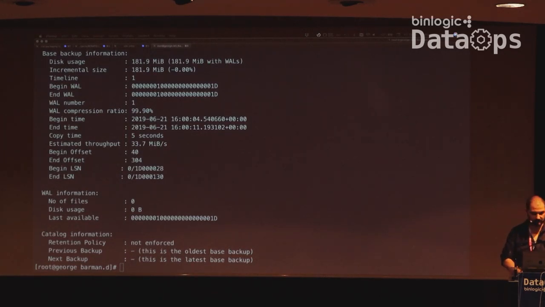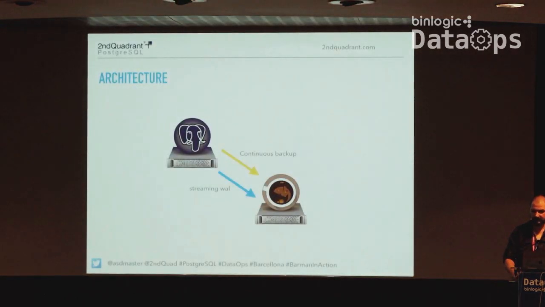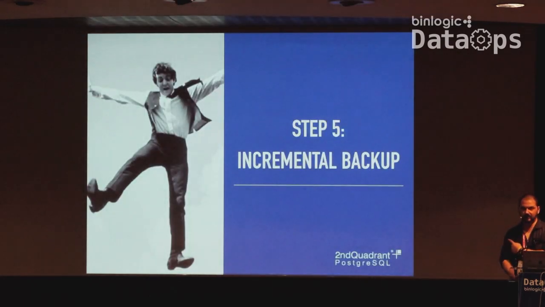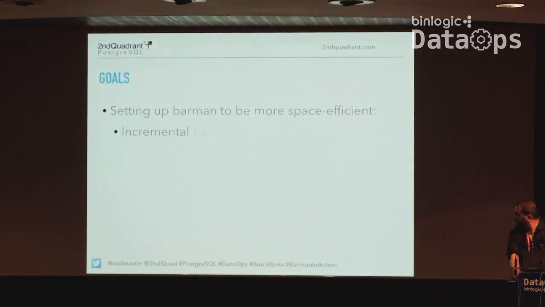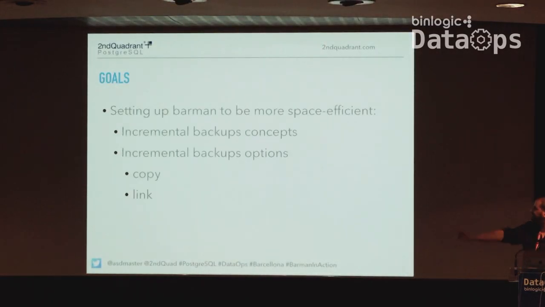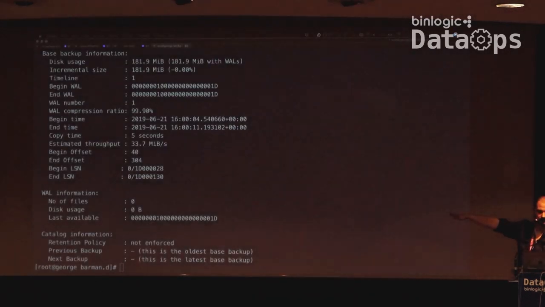We were here, okay, and we have this at the moment. So let's move to incremental backup. I said I'm going to talk about that now. The goals of incremental backup are setting up Barman to be more space efficient. Okay. So, the incremental backup concept that I'm going to explain to you. For the incremental backup option, we have two options: copy and link. I'm going to show you how it works.